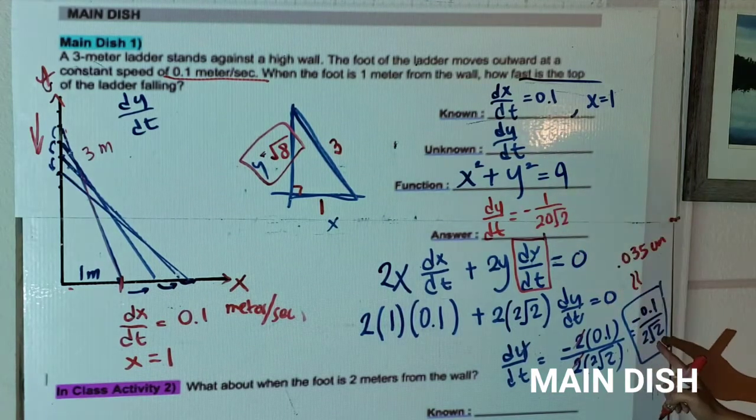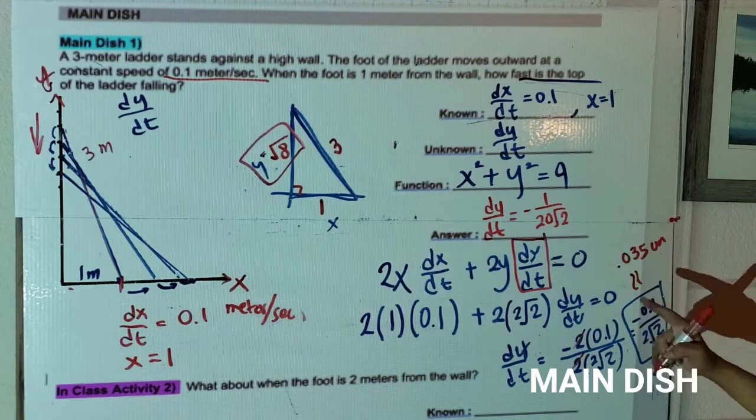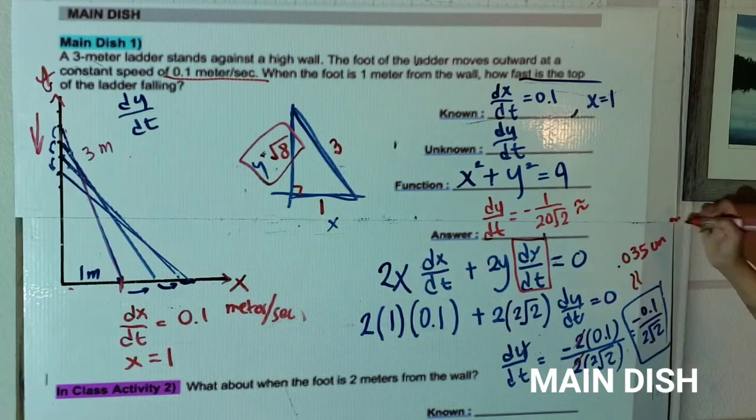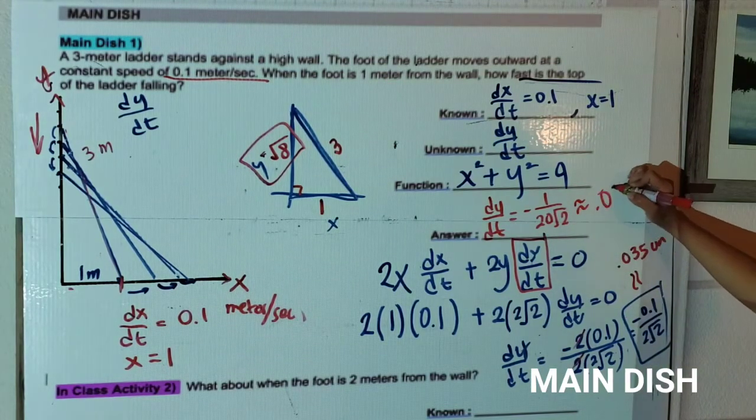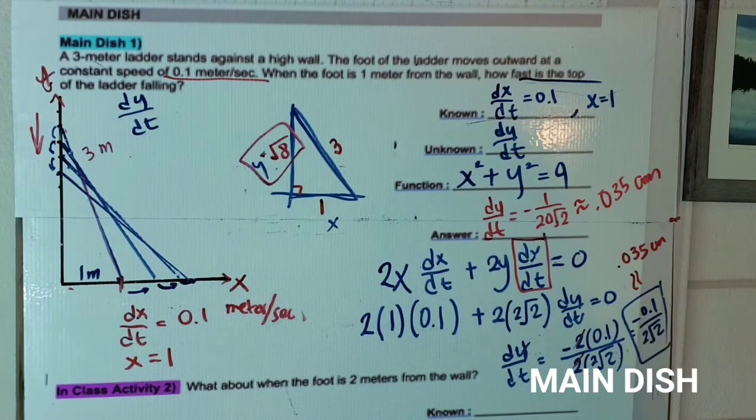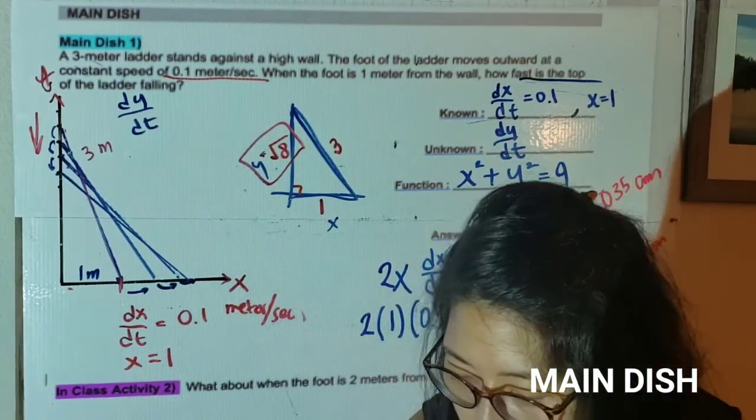Since you cannot mix decimals and fractions, I multiply 10 on the bottom and top. If you punch it into the calculator, that turns out to be 0.035 centimeters. Okay, so what does this mean?